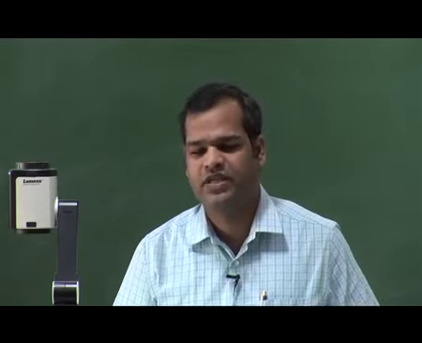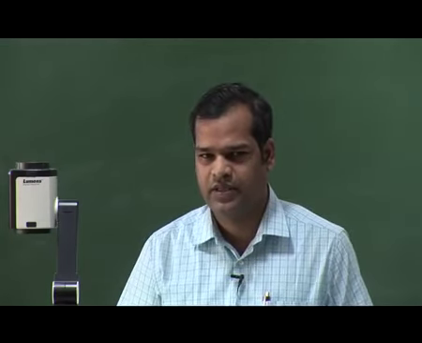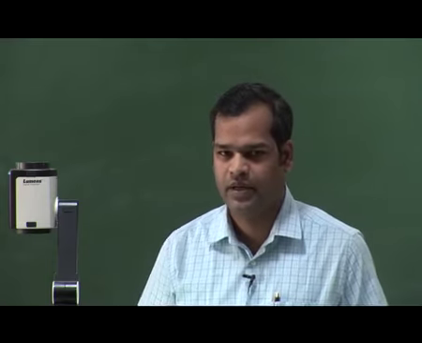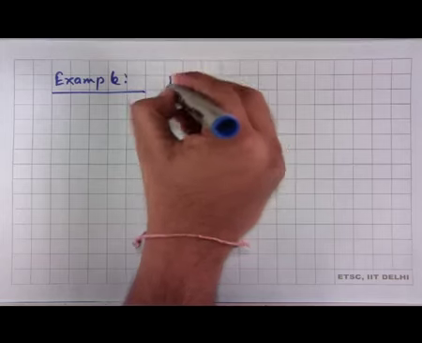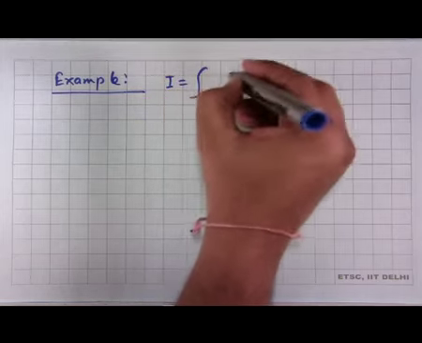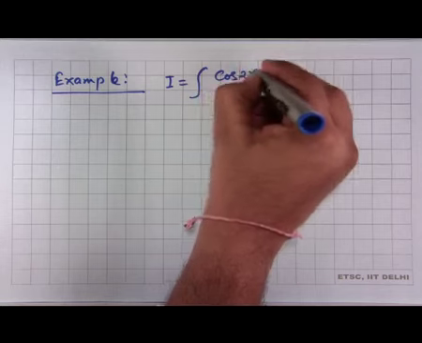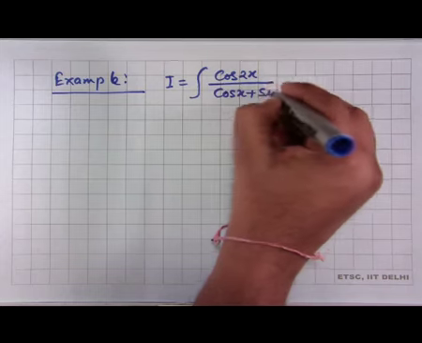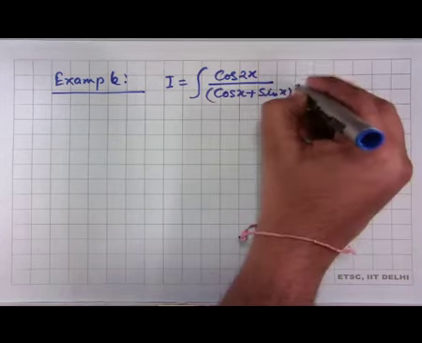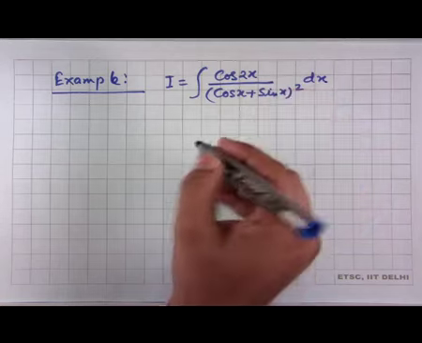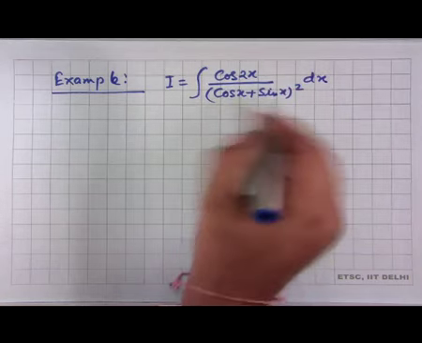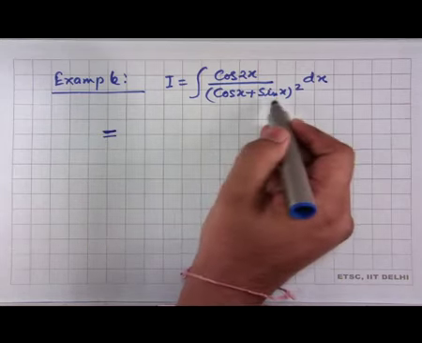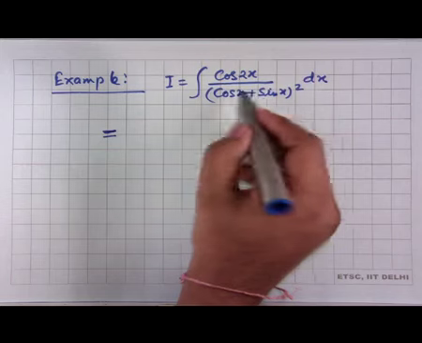So, we shall look at some more examples where this conversion can be possible, or some more simplification of the functions can be possible. So, look at this example. Find the integral of, say, cos 2x over (cos x plus sin x) squared, dx. If I look at this integrand, then immediately substitution probably will not work.